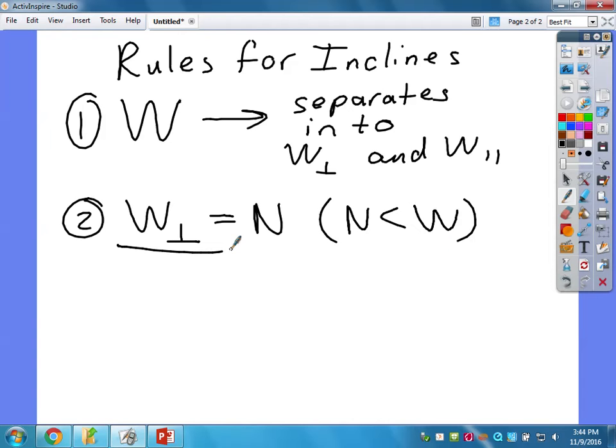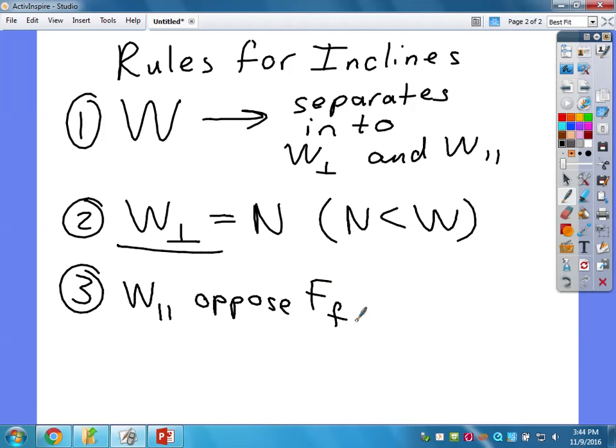This then means the normal will be less than the actual weight, because it's only equal to a component of the weight. And three, the weight parallel will oppose the frictional force. Now, I don't say they're equal. Don't tell me that they're equal. They can be. I'm just telling you that these two forces will work together to create a net force going down the inclined plane. You'll often do net force equals weight parallel minus frictional force. Now, if the object's going down at a constant speed, then I could say that they're equal to each other. If not, clearly the weight parallel is going to be greater.